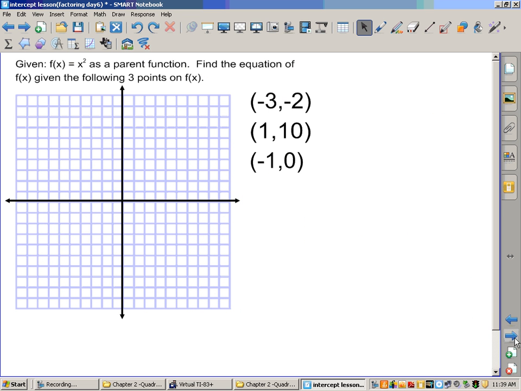I'm just going to give you 3 points on the quadratic. None of them are the vertex points, and none of them have to be the x-intercept. Actually, one of them is the x-intercept, but it doesn't do you any good if you don't have the other pair.